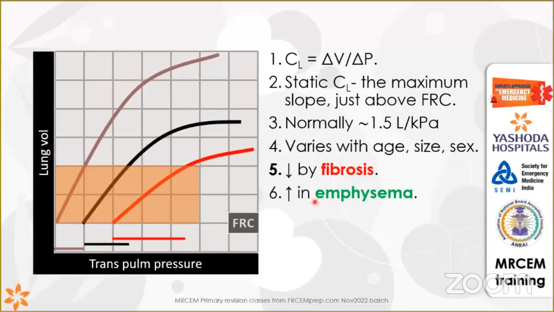But in fibrosis, to increase the same 2 boxes of volume, we require almost 2.5 boxes of change in pressure. So we need to exert a lot of pressure to inflate the fibrosed lungs. So the compliance in fibrosis is less, whereas compliance in emphysema is high. In fibrosis, the FEV1 by FVC ratio can actually increase.